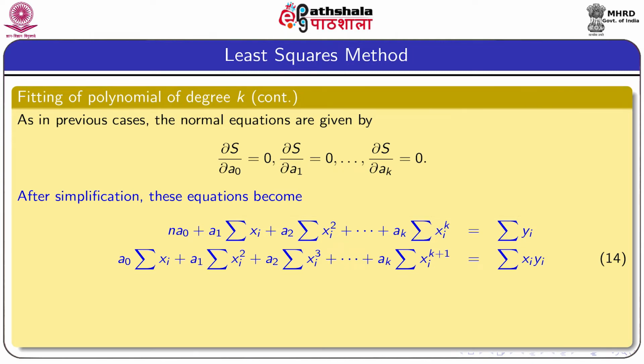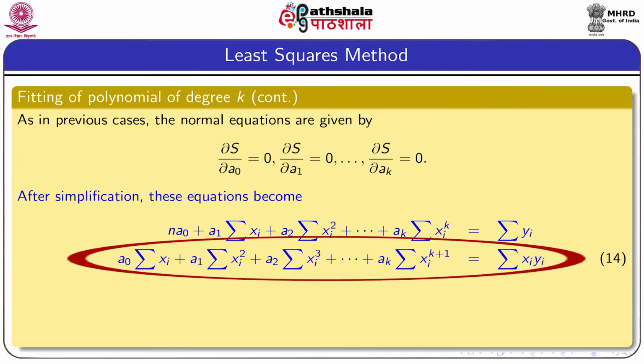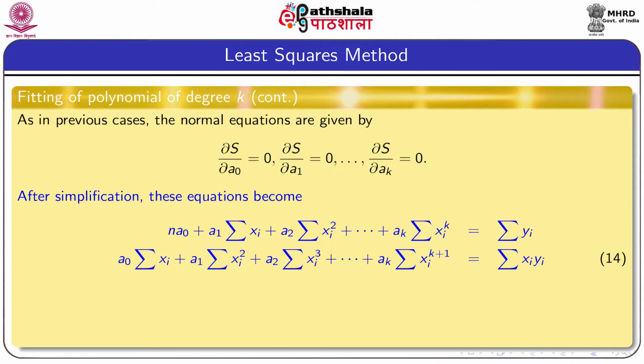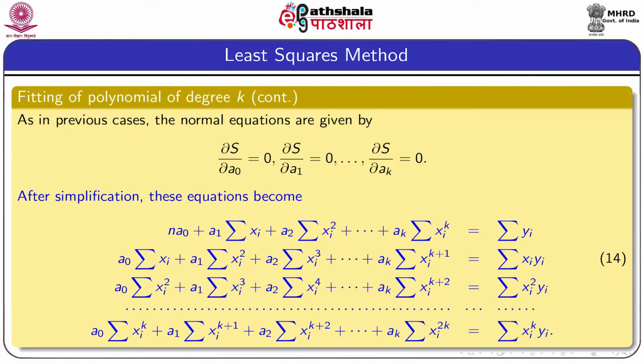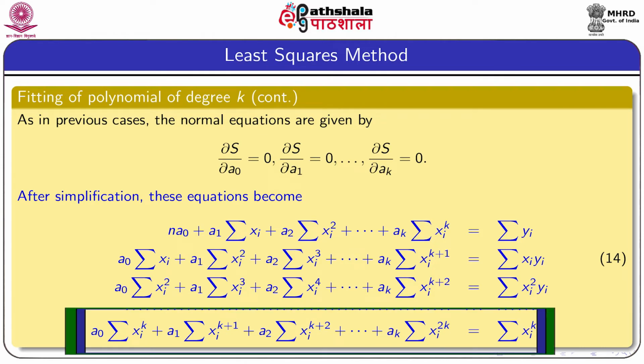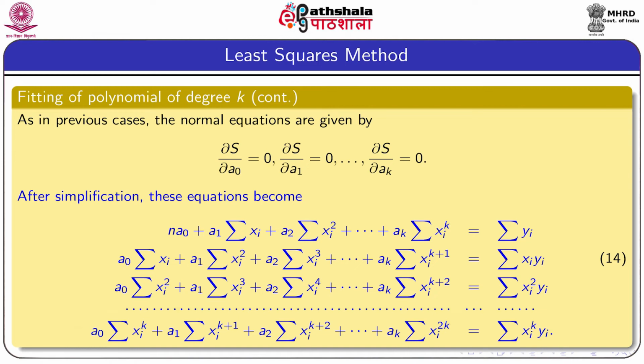And similarly, the second equation is a0 Σxi + a1 Σxi² + a2 Σxi³ + ... + ak Σxi^(k+1) = Σxi yi. And finally, the (k+1)th equation is a0 Σxi^k + a1 Σxi^(k+1) + ... + ak Σxi^(2k) = Σxi^k yi.